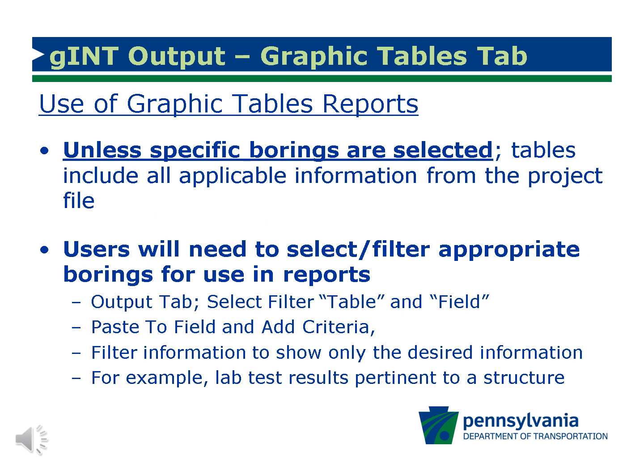Reports on the Graphic Tables tab are intended to report tables of data from the project file. Note that for large projects with several structures or roadway sections, the graphic tables will report all applicable information from the project file. Therefore, it may be necessary for the user to filter the data on the Output tab to report the information for a particular S number. The user may also manually select the applicable borings to select pertinent information to be reported in the tables.